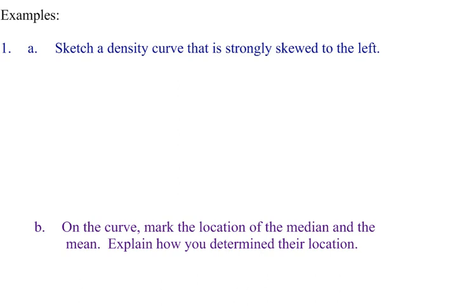It says sketch a density curve that is strongly skewed to the left. So I'm going to pick this. There's a curve that's strongly skewed to the left. On the curve, mark the location of the median and the mean and explain how you determine their location. So this is a review from our last lesson.